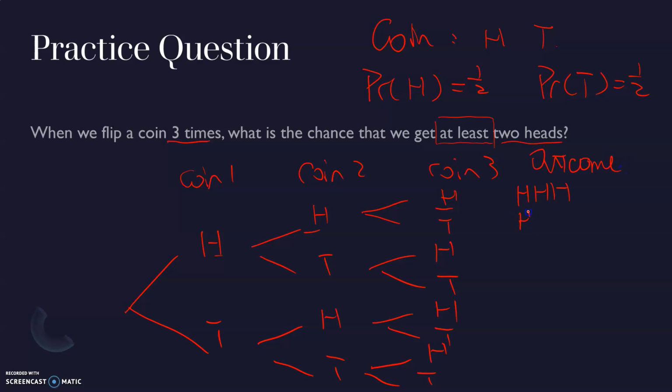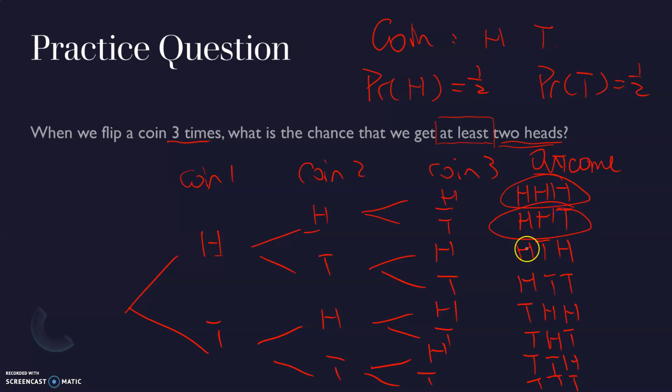Okay, so we can have the second one, head, head, tail, head, tail, head, and head, tail, tail, and tail, head, head, and we can have tail, head, tail, and then we have tail, tail, head, and tail, tail, tail. So we can circle all the things that fulfill the condition. When we say at least two heads, that means we can have three of them. That's it. And we can have two of them, and this one has two heads, and this one also has two heads, so that's 1, 2, 3, 4 outcomes.